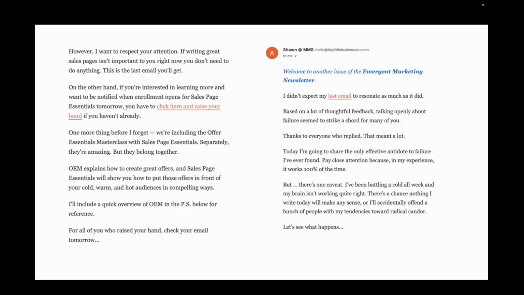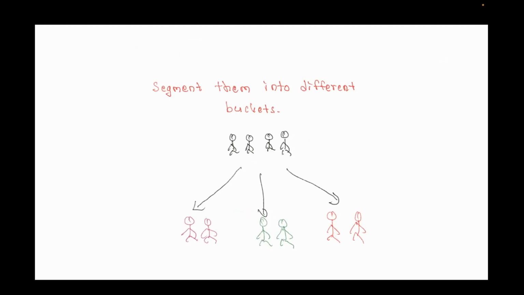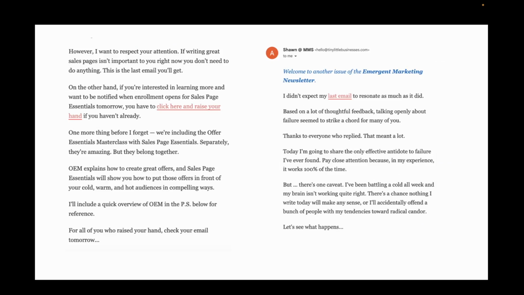And lastly, my favorite newsletter perhaps is the Emergent Marketing newsletter sent by Sean Twing, who is the business partner of Andre Chaperon. These guys are amazing at storytelling. They are amazing at segmenting people. If you see on the left, there is a hyperlink which says click here and raise your hand. That's what I meant when I said segment, because only people who click here and raise their hand will be segmented into the different buckets that I spoke about. So this is how you can segment people into different buckets, and every bucket can have a different kind of email communication.